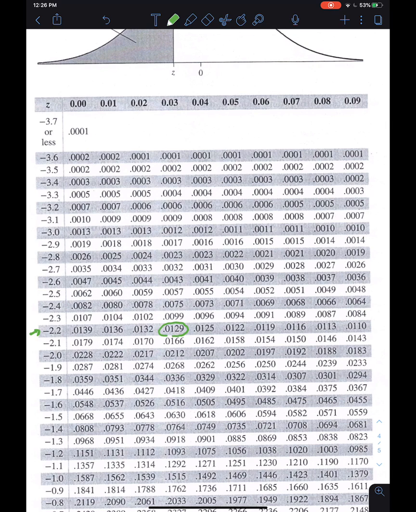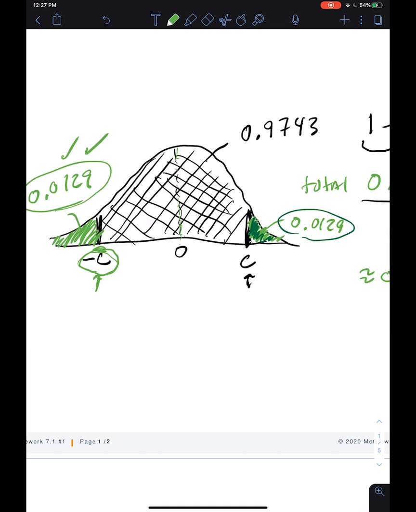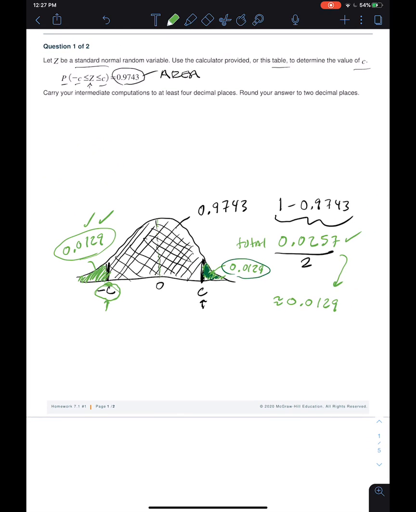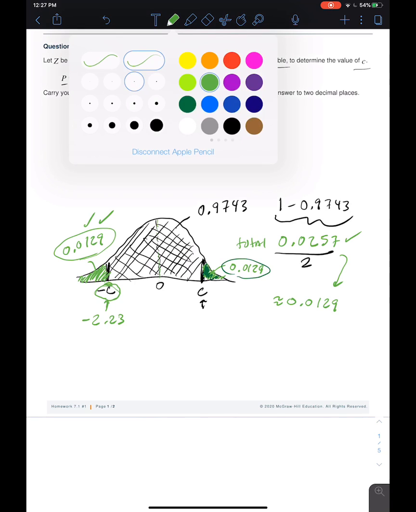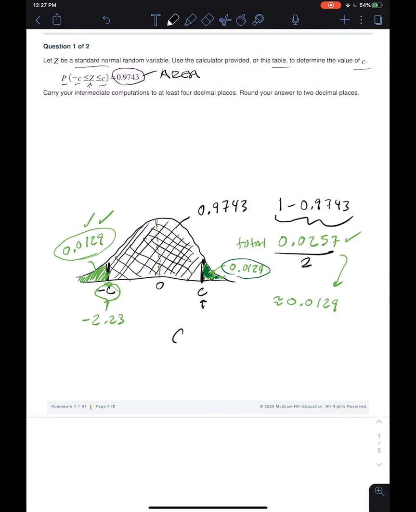There is our value, -2. So we go this way, -2.23. So this is -2.23. And if that's -2.23, well then this C value is what we're supposed to be looking for. So therefore that C value is +2.23, and that is the answer.